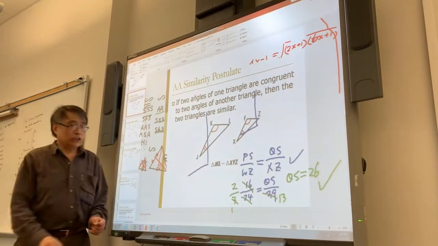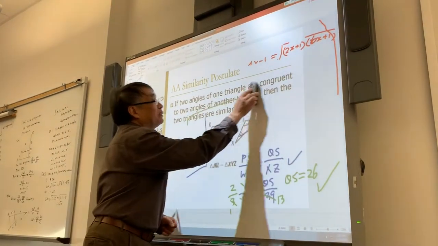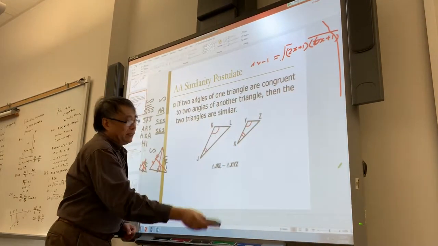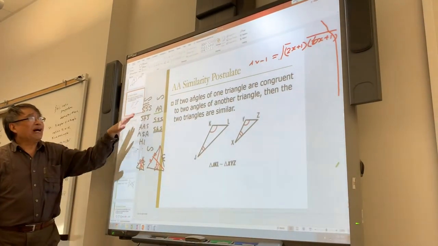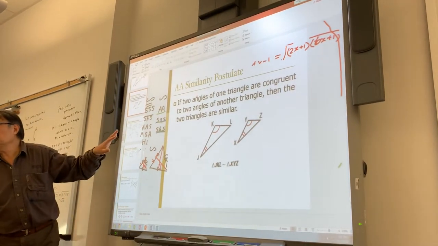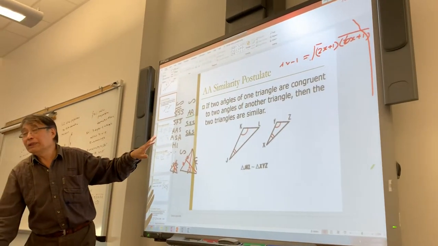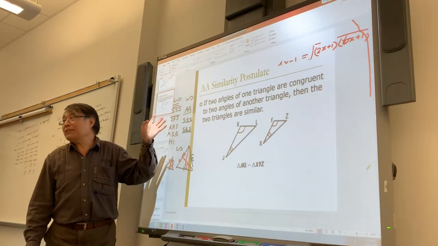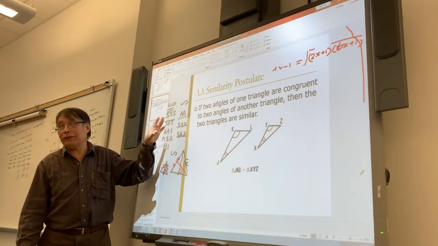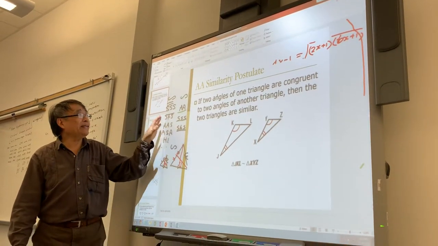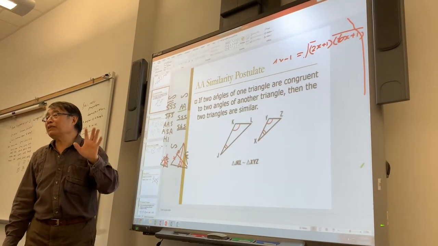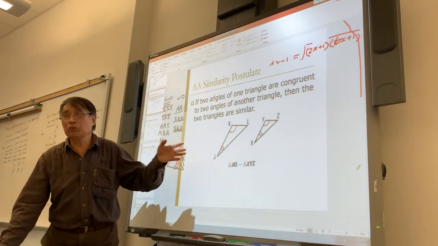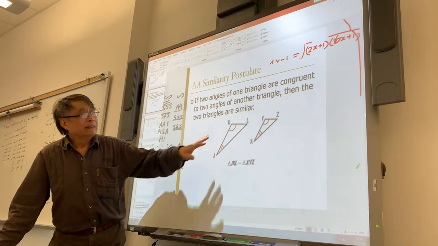So, what is AA? We have learned in chapter 4 the 5 postulates or theorems to prove triangles are congruent. I hope you remember something, okay? Chapter 6, we have only 3. SSS, SAS look the same, but they are different. AA is totally different. How to prove? You can read the book, I don't care.